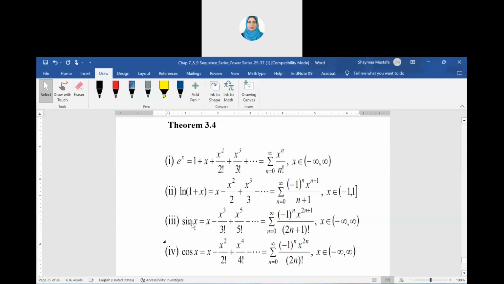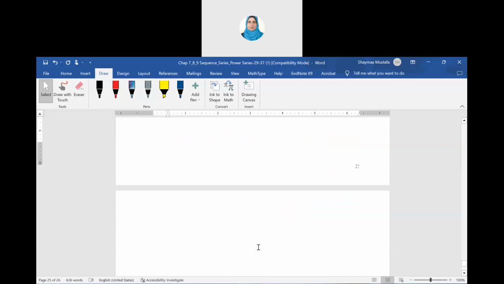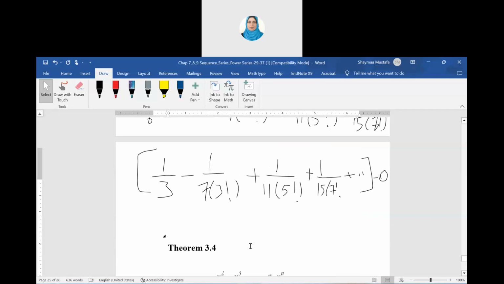You also need to find the cosine series; cosine is the same approach. So these are the Maclaurin series of these functions. We already found the exponential e to the power x and sine x. Now you can calculate cosine x and the natural logarithm of 1 plus x, and you can prove these two functions.